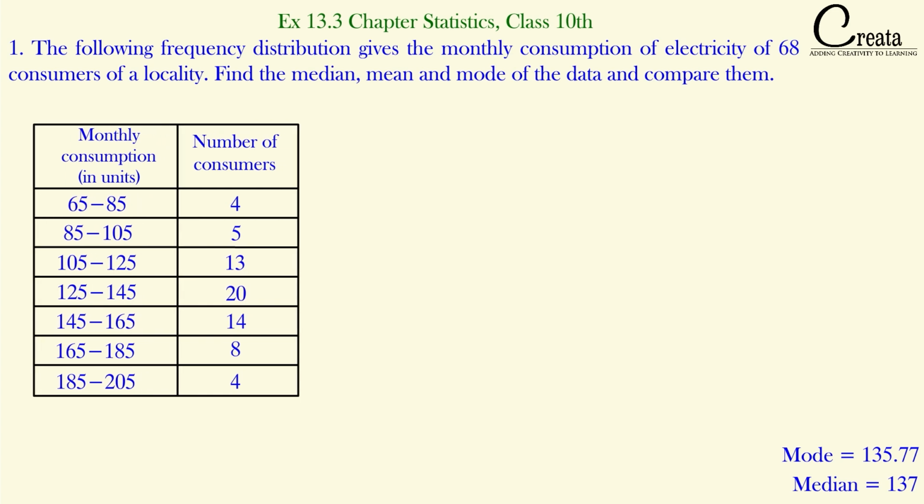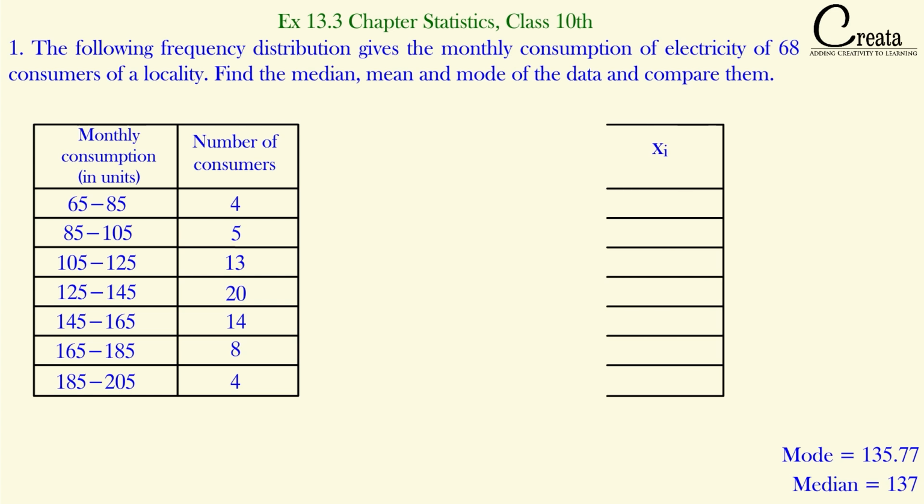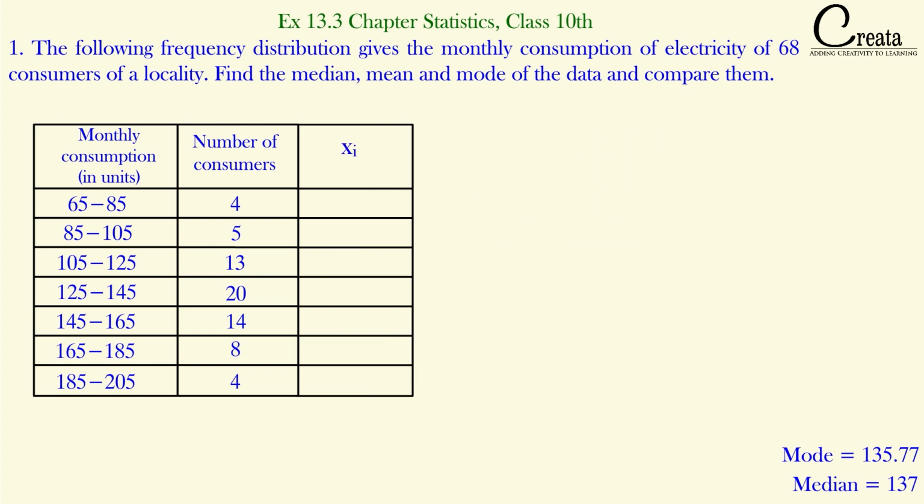The first step in calculating the mean is adding one more column called xi, the class mark, the observation, which is the midpoint of the range. We are having a range, for example, like 65 to 85. We have to locate the midpoint. The midpoint is 75. We can also use the formula, lower limit plus upper limit upon 2, which is 65 plus 85 upon 2, which is 75. Or you can directly locate the midpoint by seeing the range. We can easily locate the midpoint, which is 75.